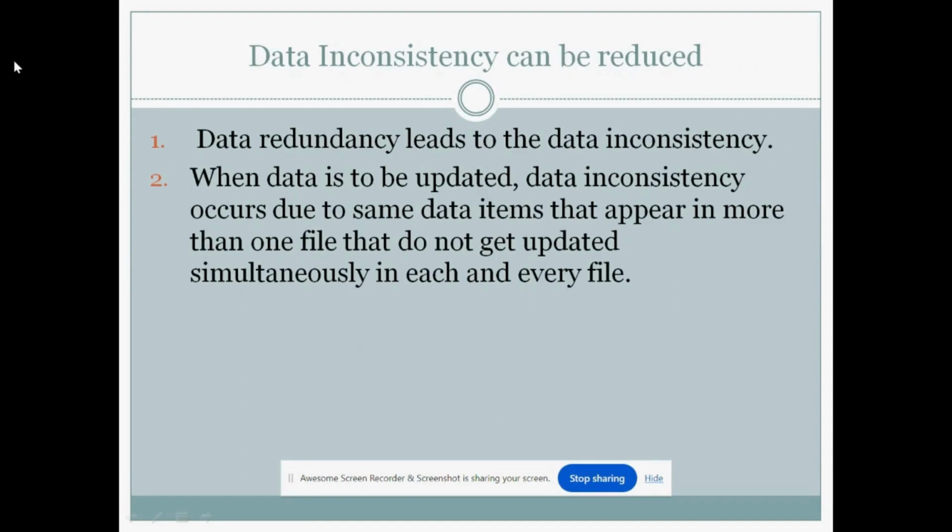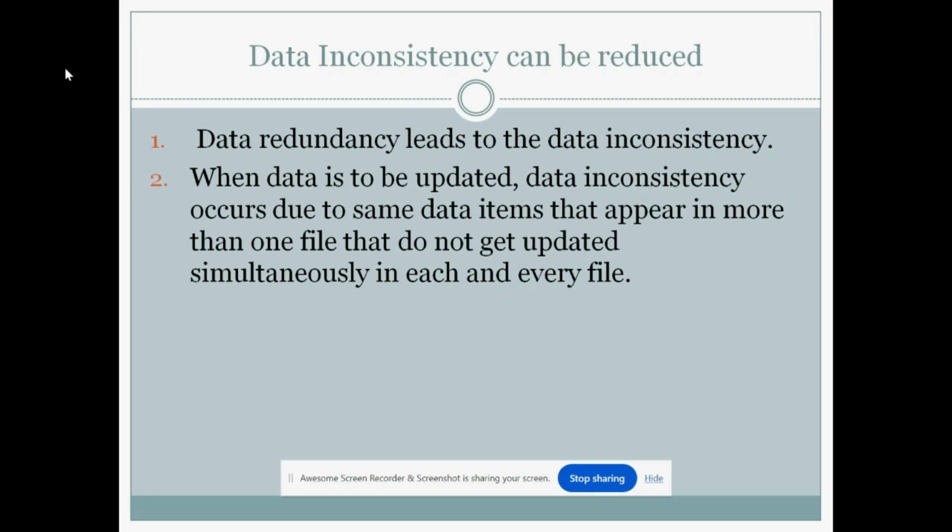Now coming to the second one, that is data inconsistency can be reduced. Data redundancy leads to data inconsistency. When data is to be updated, data inconsistency occurs due to the same data items appearing in more than one file that do not get updated simultaneously in each and every file.